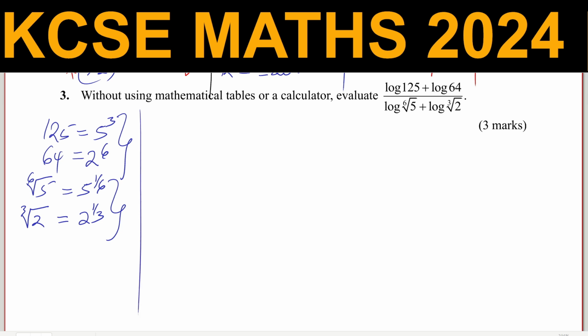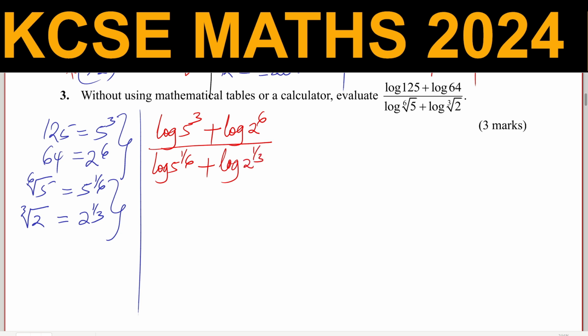Let me proceed with the numerator. So logarithm of 125, I shall have logarithm of 5 cubed, then plus logarithm of 64, you get logarithm of 2 raised to power 6, then divided by logarithm of the 6th root of 5, which is logarithm of 5 raised to power 1 over 6, plus logarithm of the cube root of 2. This will be logarithm of 2 raised to that power. Once you've done that, remember these are basic laws of logarithms.